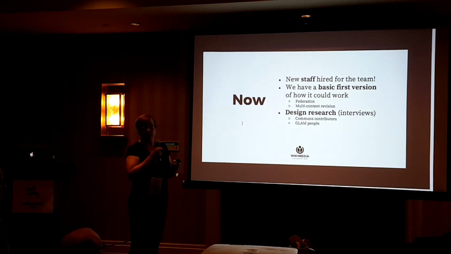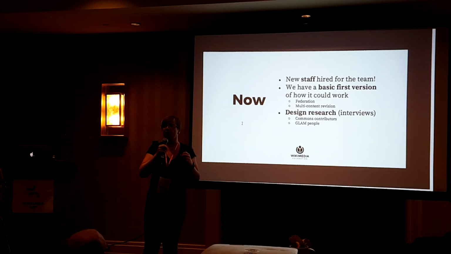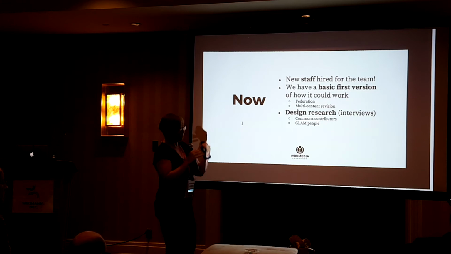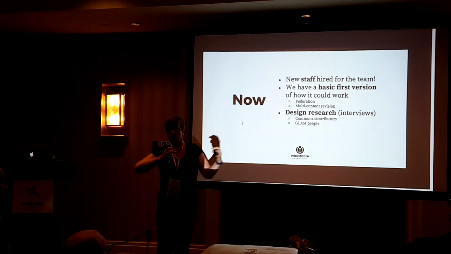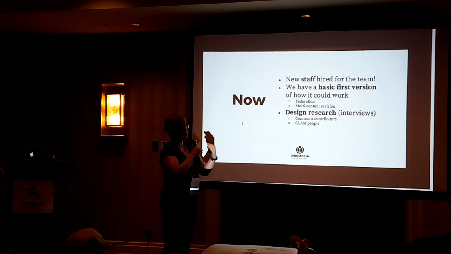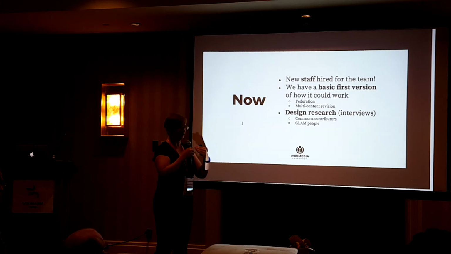Okay. So now, new staff was hired, like me, and some other people. We also already have a very, very basic, I really emphasize this, basic first version of how it could work. To use some difficult words, it's called Federation and Multi-Content Revisions. What that means is we already have a prototype running on Labs, thanks to the awesome Wikidata team, that makes it possible to have some kind of linking between the structured data and an image. It's not yet integrated in the same page yet. Am I saying it correctly? Yes, I am.